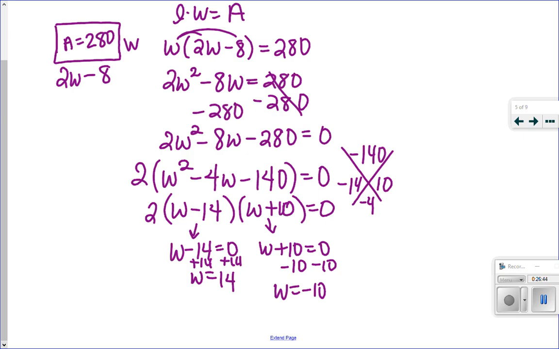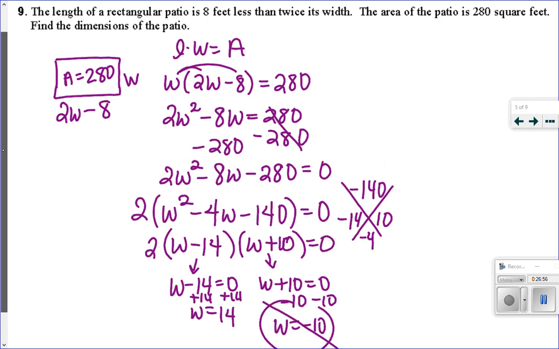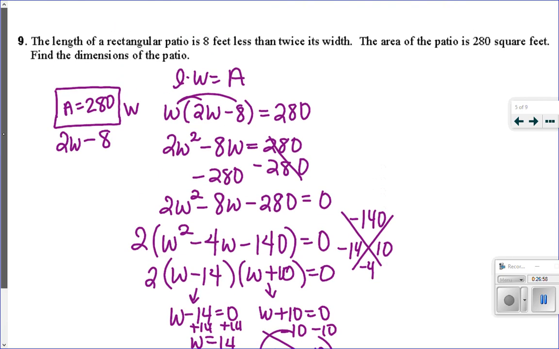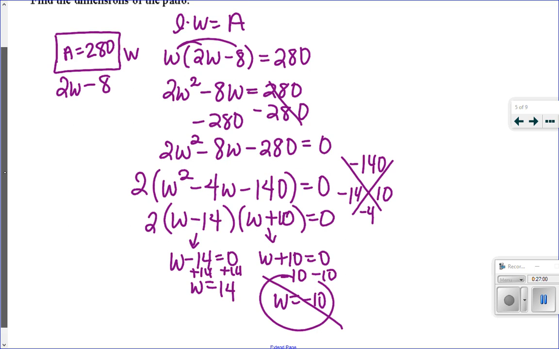Right? I think we all agree that a patio cannot have a negative width. All right? It can't be negative 10 feet wide, right? So it must be 14 feet wide. And in the problem, they said, find the dimensions. So we need to find both here.